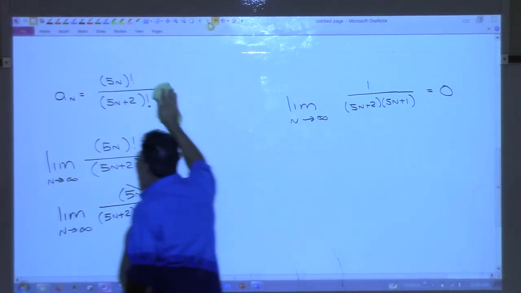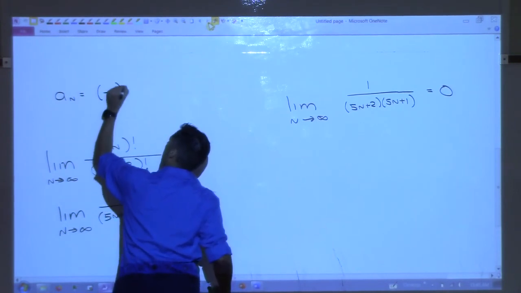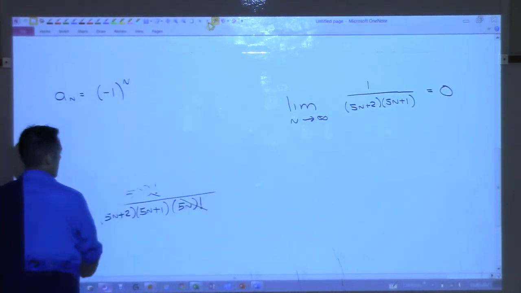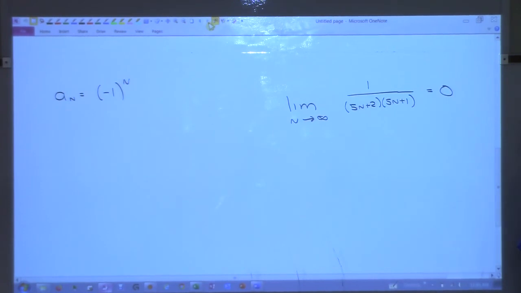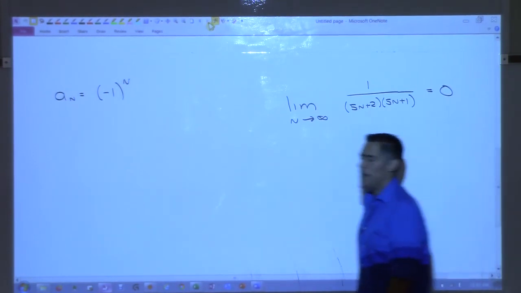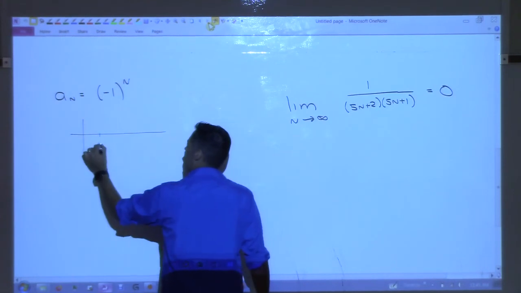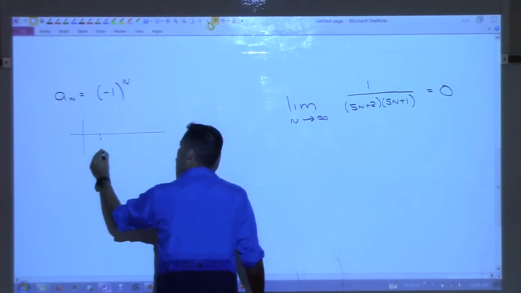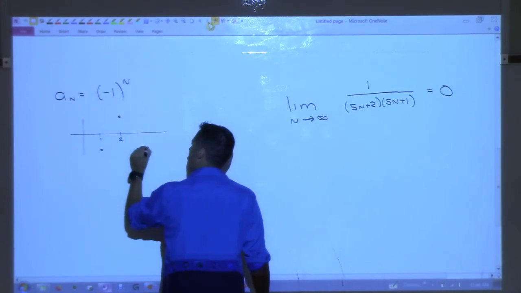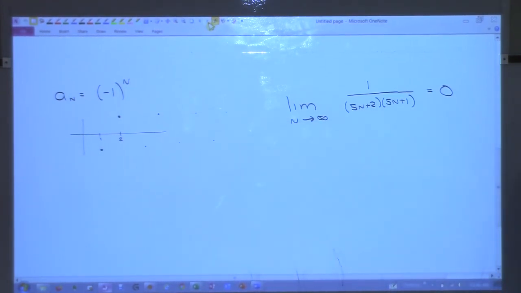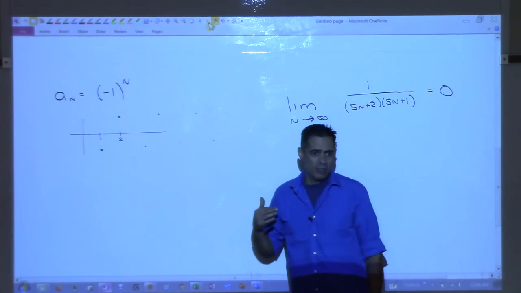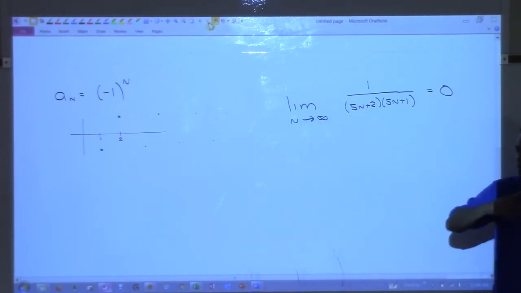Okay, next one. How about this one? Negative 1 to the n. Does that sequence converge or diverge? Up, down, up, down, up, down. Yeah, if we look at this, at 1 it's negative 1, and at 2 it's 1, and then negative 1, then 1, and then negative 1, then 1. Is that going to converge to a number? No. It's just jumping back and forth. So this one, what? Diverges. And that would be just by inspection. Just by looking and saying, oh, look, that thing alternates up and down, diverges.